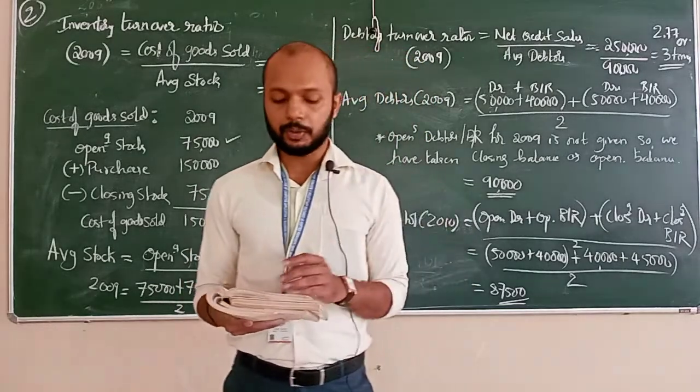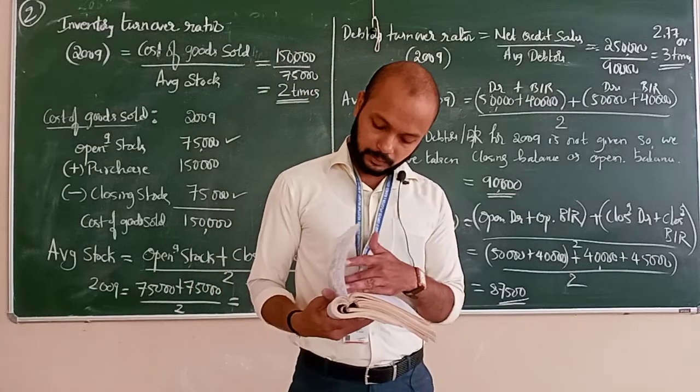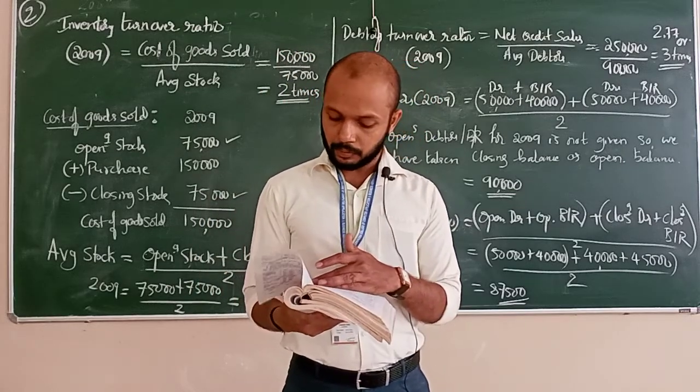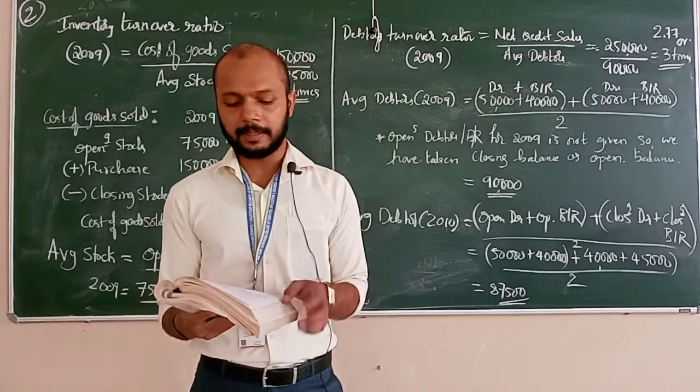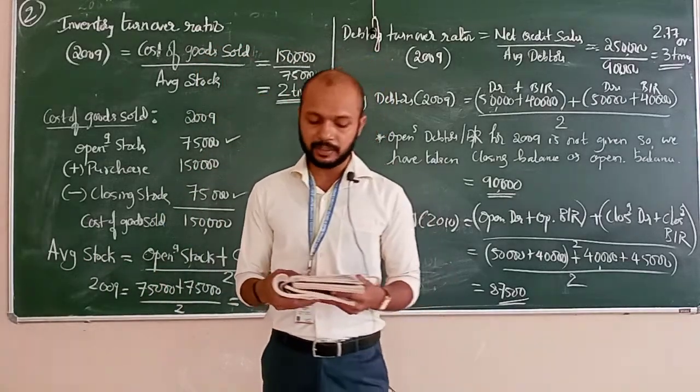So this is about the question. I am not going to dictate each and every item, we are going to discuss each and every item. Those are the assets and liabilities which are simple to understand. So we shall go with the calculation of different ratios.